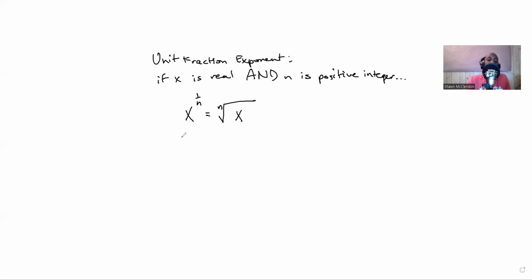Okay. So say, for example, you had 9 to the 1/2 power. Note x is real, and n is 2, which is a positive integer. So that is the same thing as the square root of 9, which just so happens to be a perfect square, 3. Just remember, a root is a number. This is the root of 9, which is a number that if you multiply it times itself n times, in this case n is 2, then you get that first number. Okay. So let's keep on going.